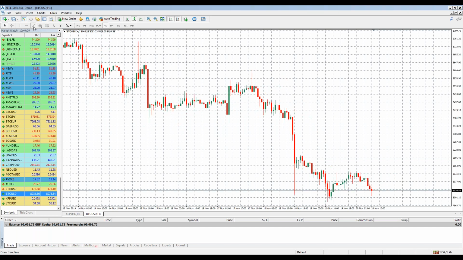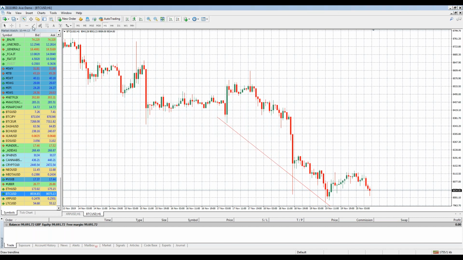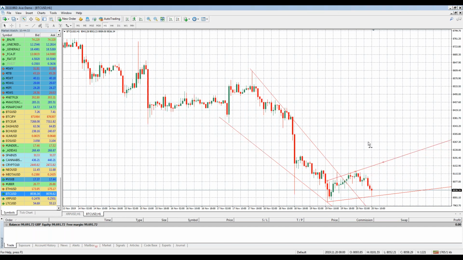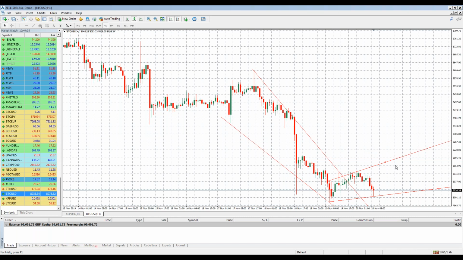So let me draw a couple lines again. Here it was a downtrend. Here we see a reversal, low points starting to get higher. And we also notice here the high points were getting lower, and now all of a sudden high points started to get higher. So it's very easy to see that.